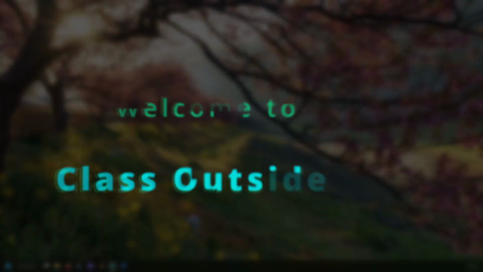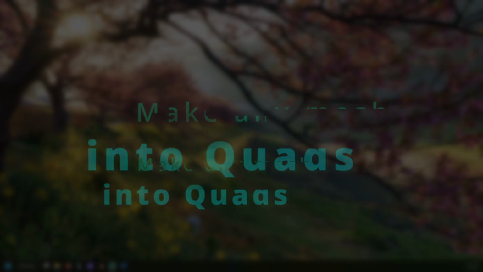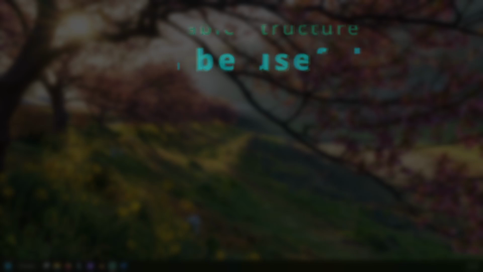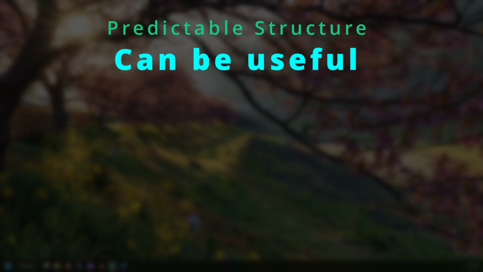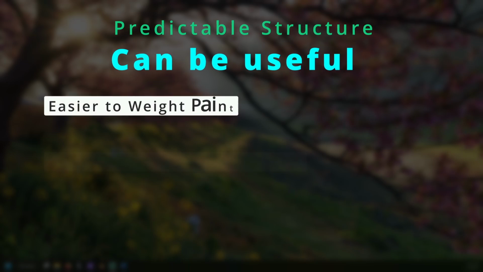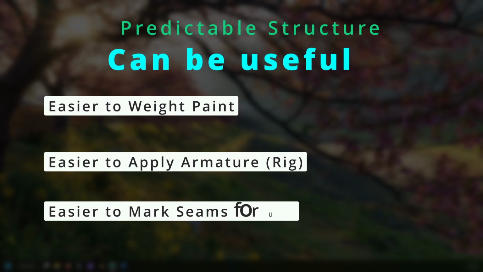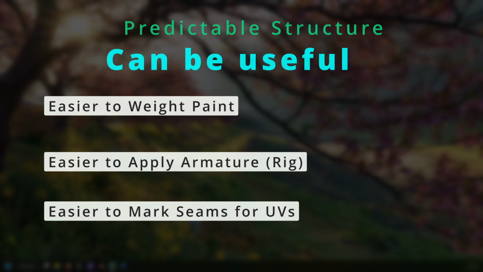Welcome to Class Outside. Today, we're going to learn how to lay out the vertices of any mesh into squares. A mesh with a predictable vertex structure like quads or tris can be useful for many things. It can be easier to weight paint and rig for animated models. A layout like this may also make it easier to mark seams when unwrapping UVs.